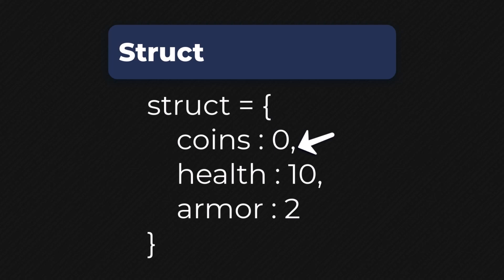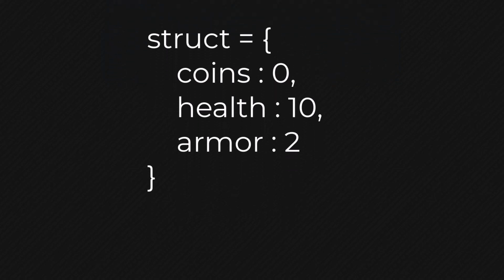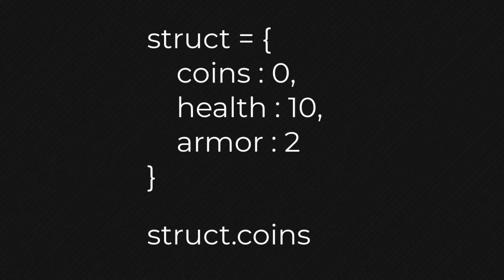You can then add a comma and create more variables and so on, and this is simply what a struct is. Now to get a value from a struct, you simply write the name of the struct followed by a dot and then the name of the variable that you want to access. So creating and using a struct is just that simple.